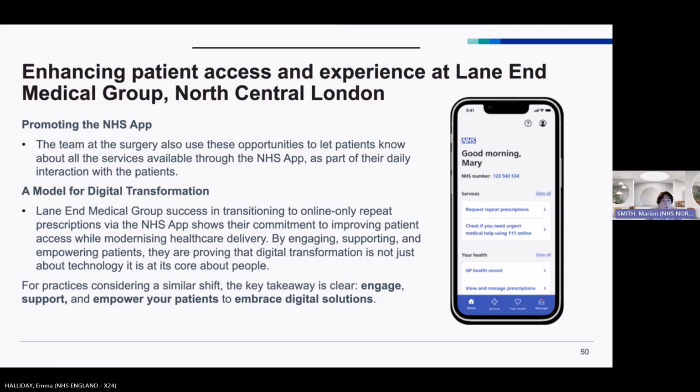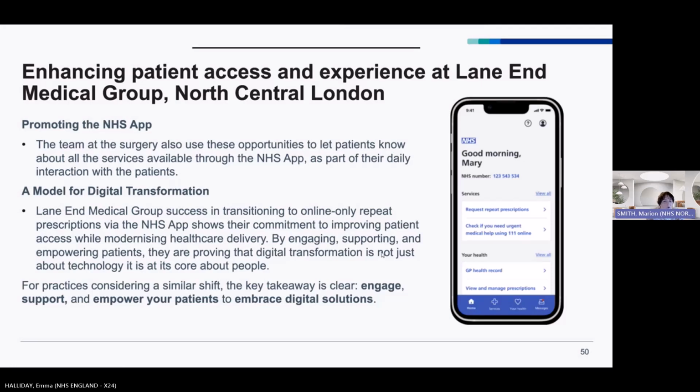So what did they do? The team at the surgery also use these opportunities when they're interacting with patients to let patients know about all the services available through the NHS app, as part of these golden opportunities where they're interacting anyway with patients. So they're not doing anything extra. They're just using the natural time they have in engaging with patients to promote and support the patients and ask for their feedback as well, which they do as part of their core subculture within their practice.